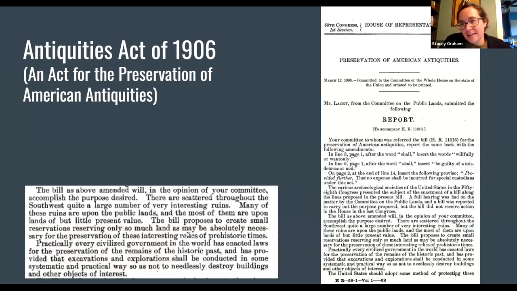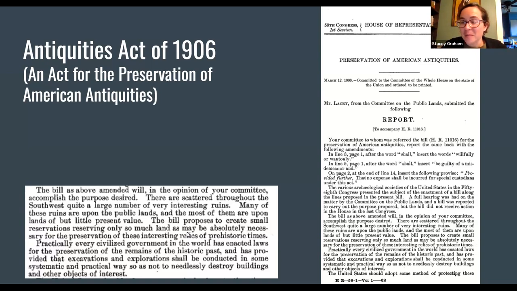So you can discuss this wording with your students to be like, okay, so why do they think that this would be easy? Not a problem, right? Well, for one thing, the land is public, so you don't have to worry about messing with private property rights. And for another thing, the land is of little present value. So what do you think they mean by little present value? You know, value for what? So they're probably talking about for where white people want to settle.